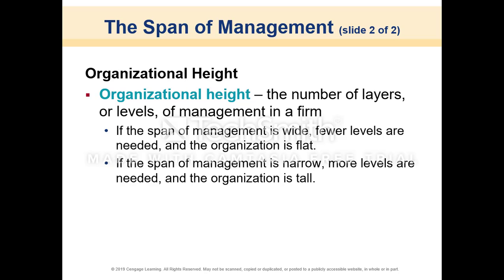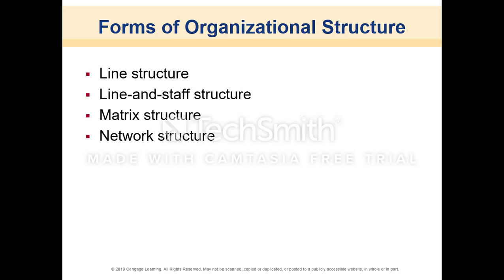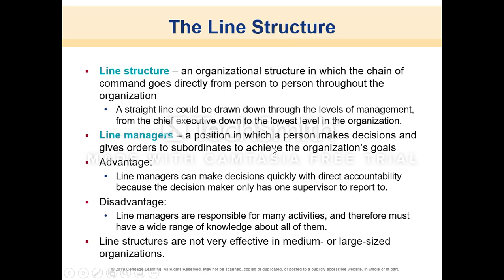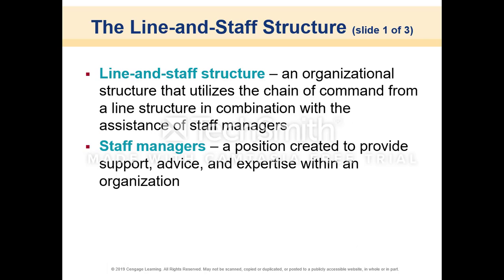Organizational height also has an impact on human relations. There are four basic forms of organizational structure: line structure, line and staff structure, matrix structure, and network structure. Line structures are not very effective in medium or large sized organizations, but it's an organizational structure in which the chain of command goes directly from person to person throughout the organization.